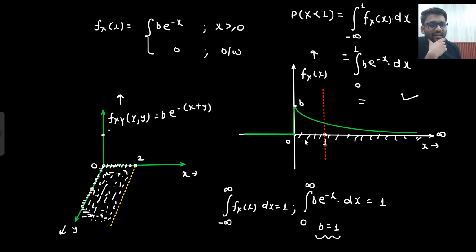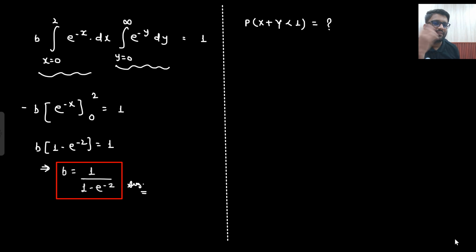What is the probability of a random variable x taking a value lesser than 1? So what I would do is just integrate it. I would just calculate the area. Here what is the scenario? Here random variable x is there, here random variable y is there. Along with that, another condition, x plus y less than 1.